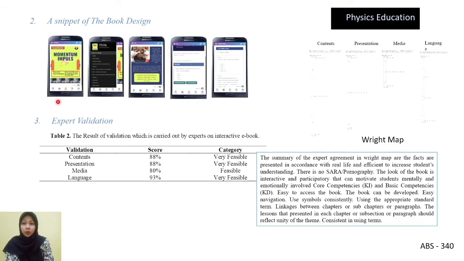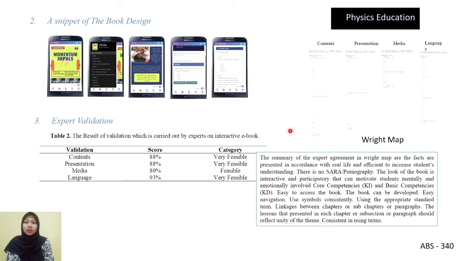After the book design is complete, the next step is expert validation. Validation is carried out by learning experts to validate content and presentation, media, and language. And from expert validation, the book is very feasible. And this is the rating map.